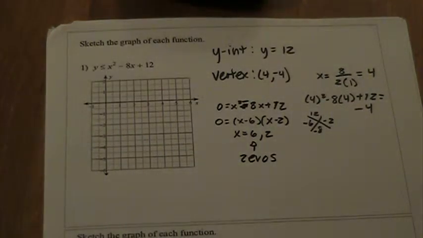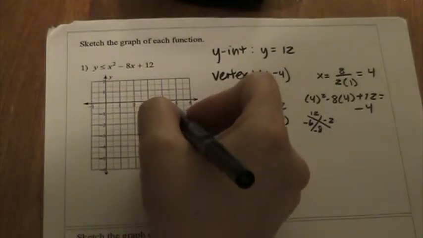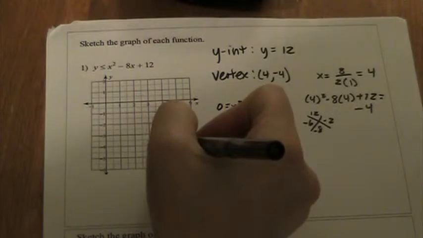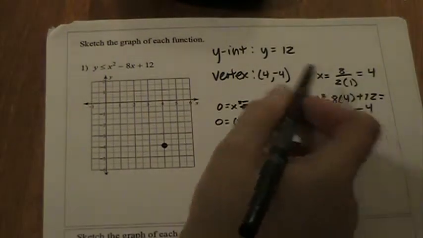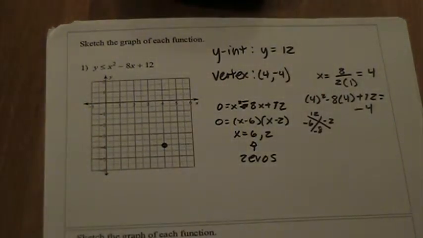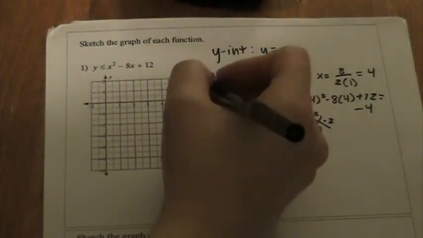Okay, so I went through that really quickly because that's mostly review from our last part of this unit. So I'm going to plot all those points. My vertex at 4, negative 4. My y-intercept is at 12, and that's not going to fit on the coordinate plane provided, so I'm not going to plot that one, but I am going to plot the zeros.